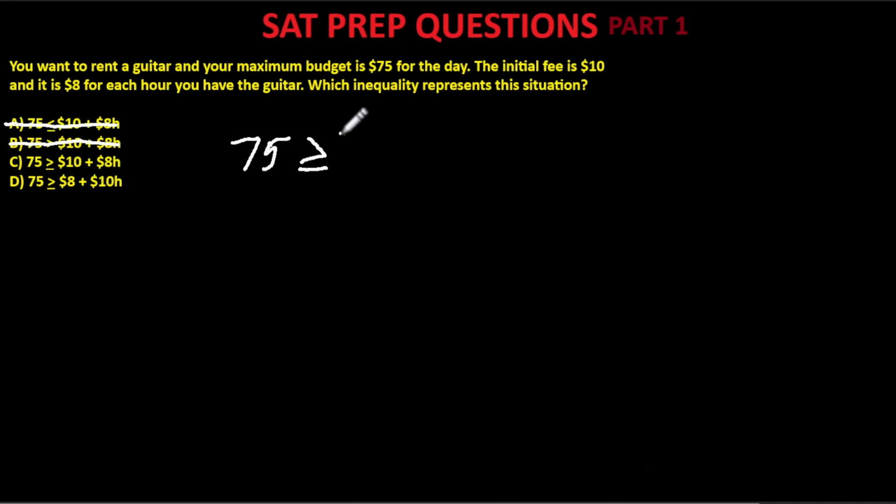Now, for the remainder of it, it's $10 for an initial fee, and it doesn't matter. This $10 doesn't change depending on how many hours you have, but there is an $8 fee for each additional hour. So the correct answer is C.